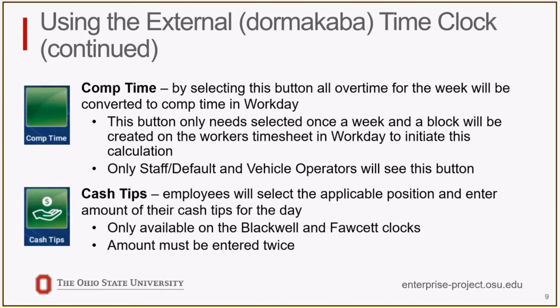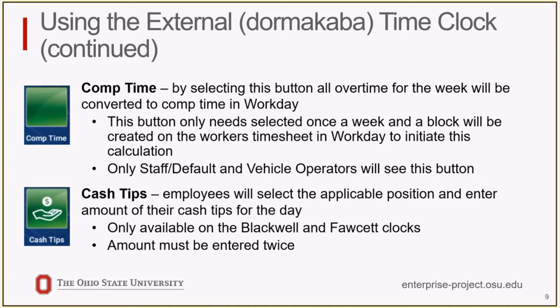The last two buttons available at the clocks are Comp Time and Cash Tips. The Comp Time button is available to all staff and vehicle operator users. Employees will select the Comp Time button to have their overtime for the week converted to Comp Time in Workday. They will need to only select this button weekly, and they can select it any time during the week. If the employee ends up not earning overtime that week, nothing is converted.